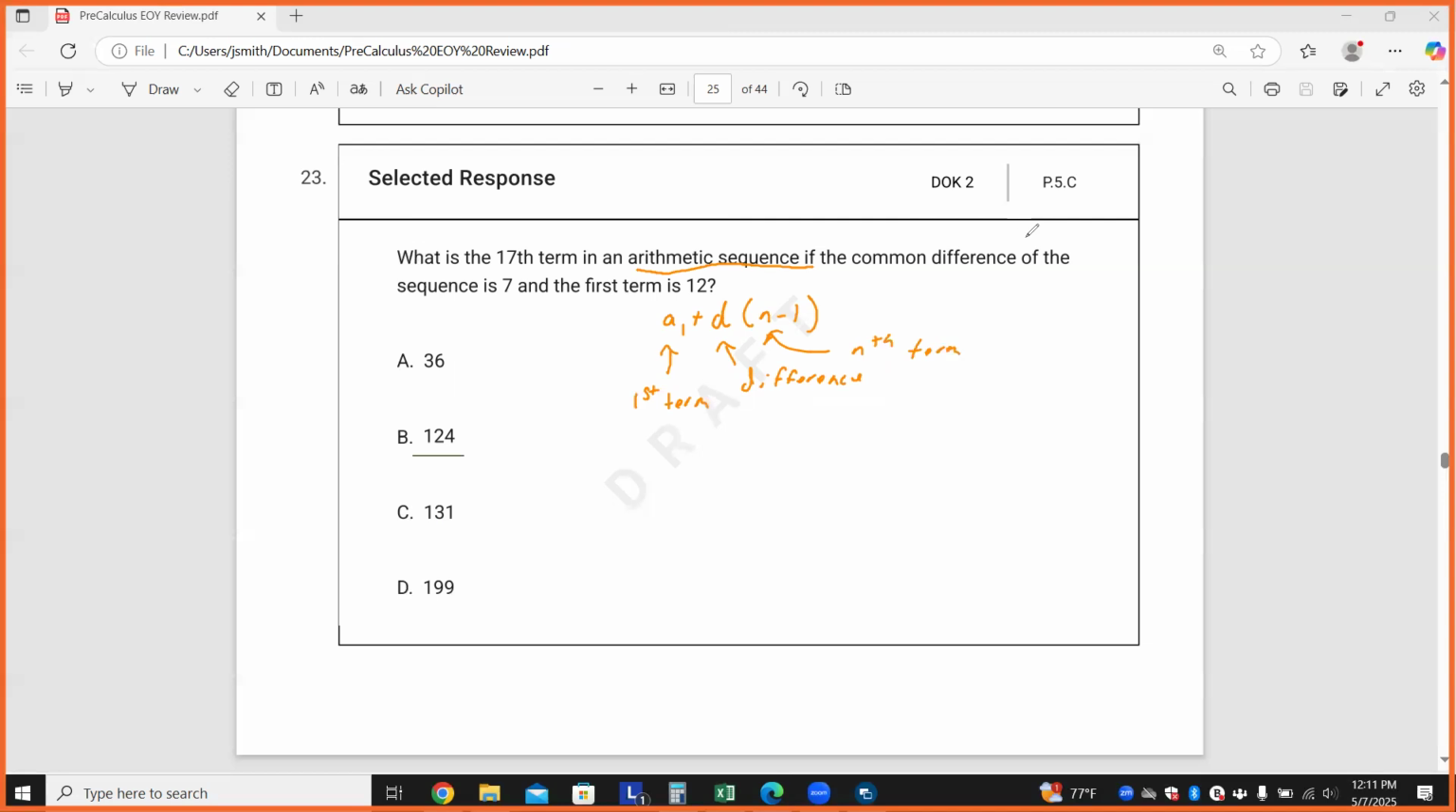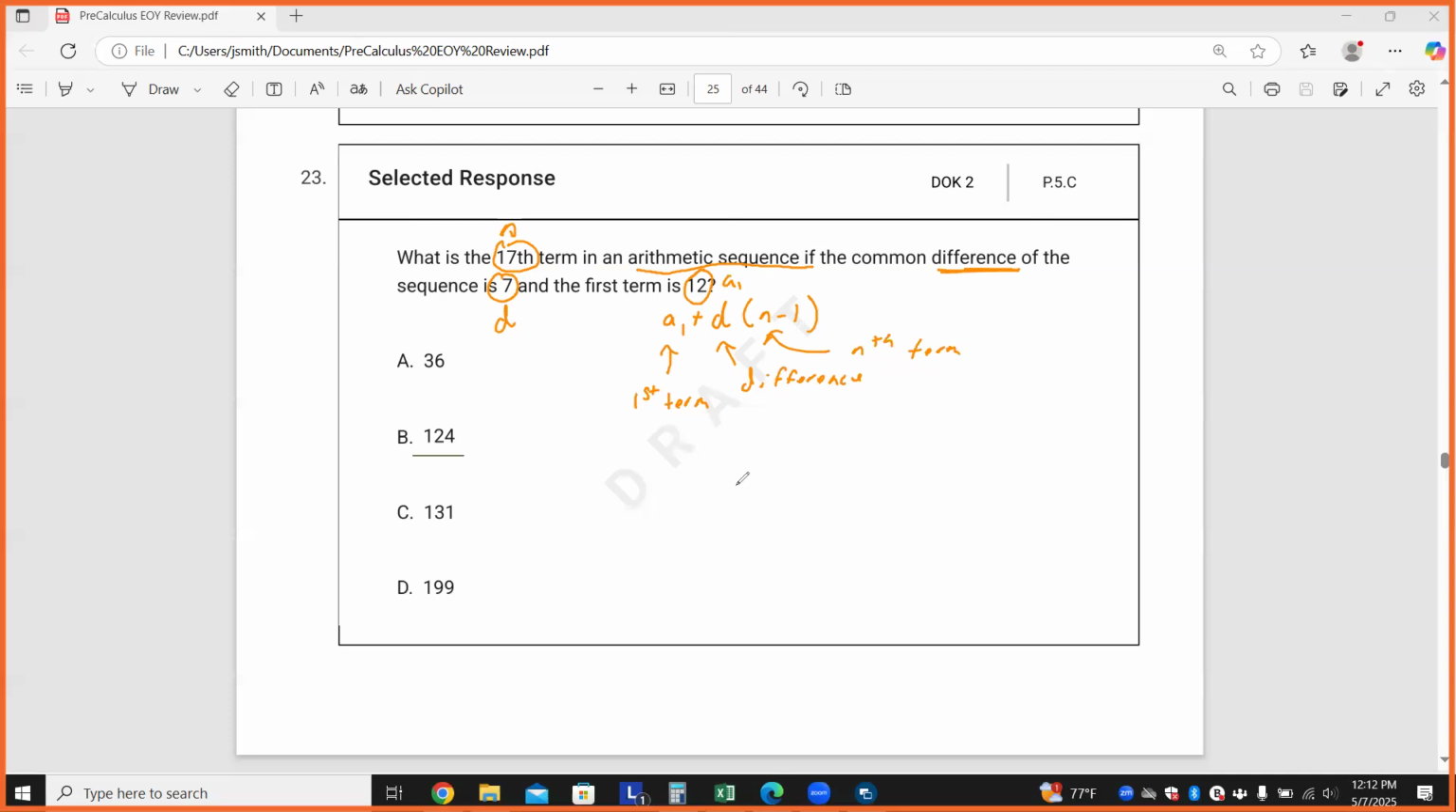Now, in this case, you do. Yeah, this time you do. It's actually asking what is the 17th term. So that would be your n. In the arithmetic sequence, if the common difference of the sequence is 7, so the 7 would be my d, because that's my difference. And the first term is 12, so that'd be my a sub 1. So it gives you all of it. Go ahead.